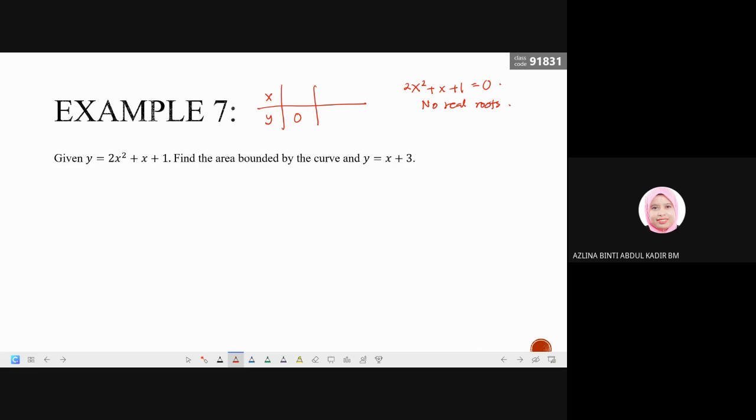Okay, untuk y-intercept. Y-intercept, that means x is equals to 0. When x is equals to 0, so y is equals to 0 plus 0 plus 1. So we get 1. Jadi point dia satu saja. X, Y. Point dia adalah 0, 1 kat sini. So graf dia akan jadi macam mana?